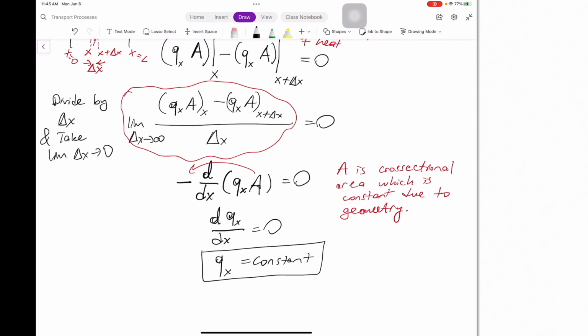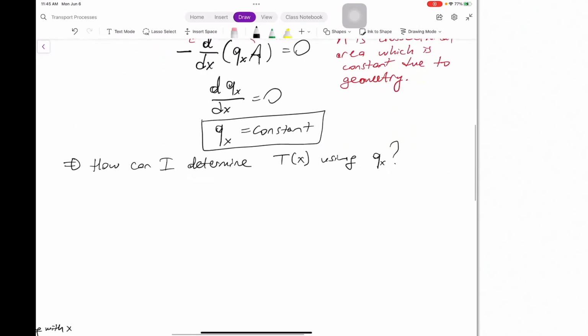So let's see, we have 15 minutes more, so I want to finish this one. qx is constant, so the question is, how can I determine T as a function of x using this qx?